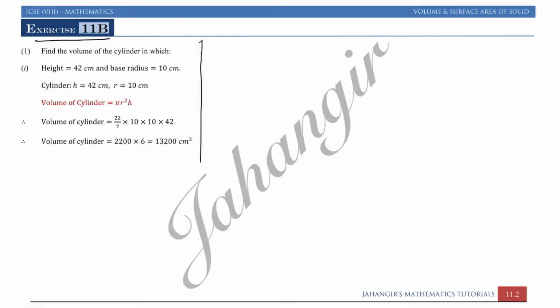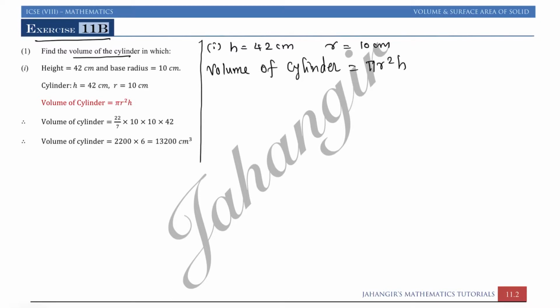We'll start with exercise 11B. The first question is: find the volume of a cylinder whose height is 42 centimeter and base radius is 10 centimeter. So first you should memorize the formula of the volume of a cylinder. Volume of cylinder is equal to pi r square h. The value of pi is 22/7 if not stated.